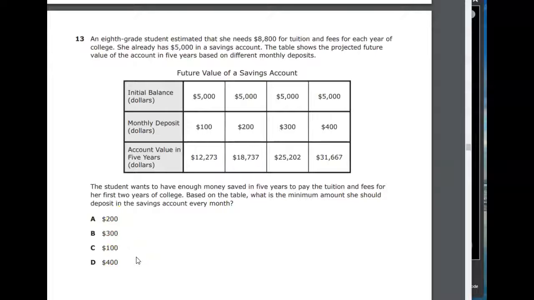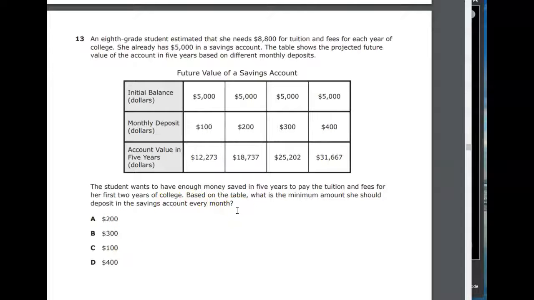So let's keep reading. She wants to have enough money saved in 5 years to pay the tuition, right? So let's see here. Her initial balance is $5,000. She makes a $100 deposit every month, and then here's the total account in 5 years. So what is the minimum amount she should deposit? What if she does $200? This is how much money she would have saved. What if she does $300 a month? This is how much she would have. She just saves $400 per month. That's how much money she would save. But what is the minimum amount she should deposit in the savings account each month?